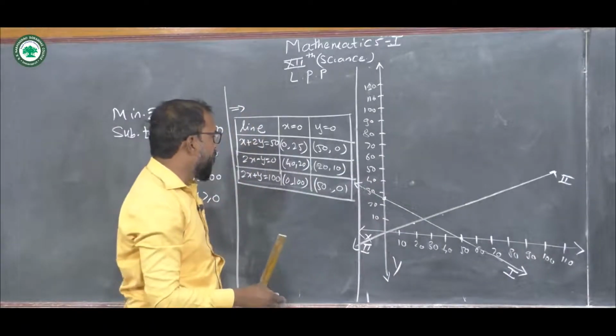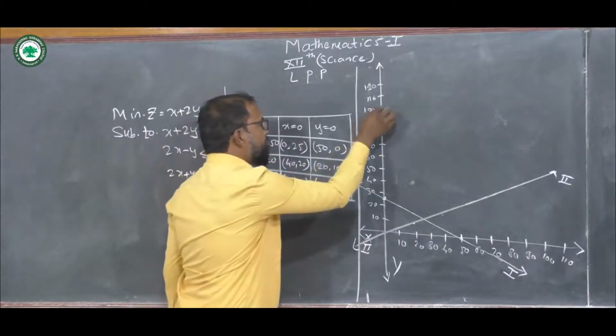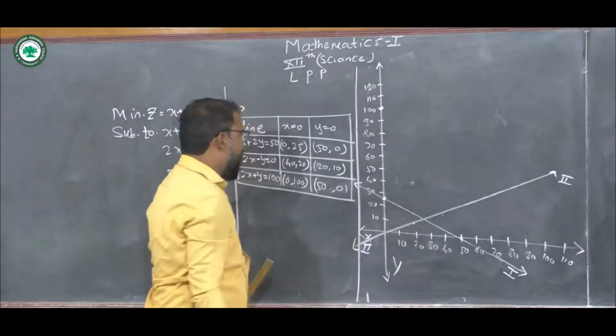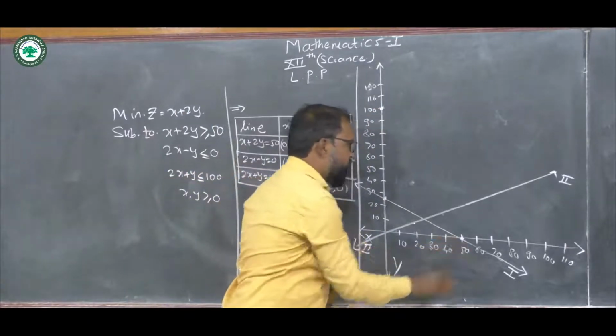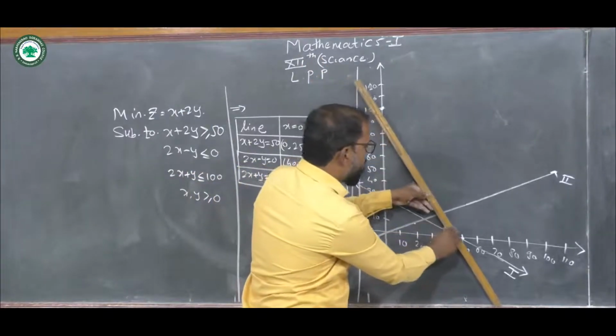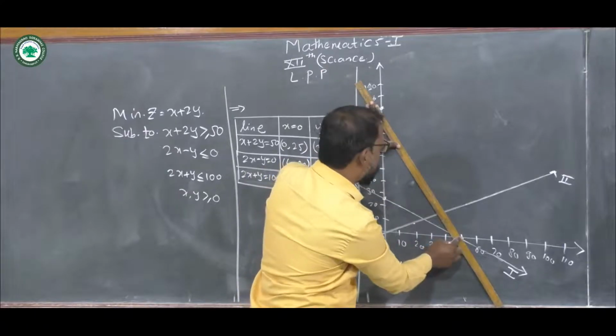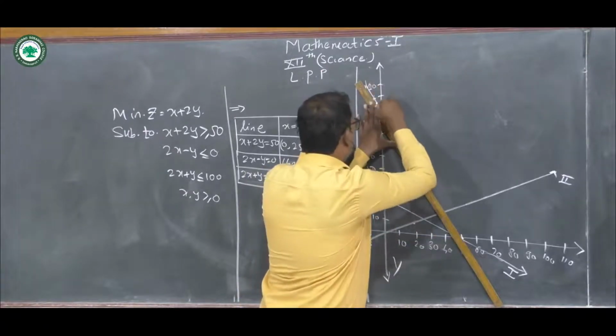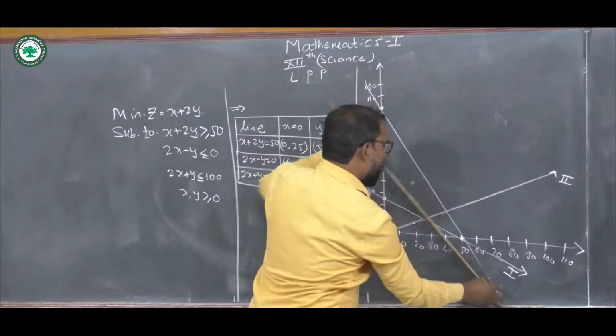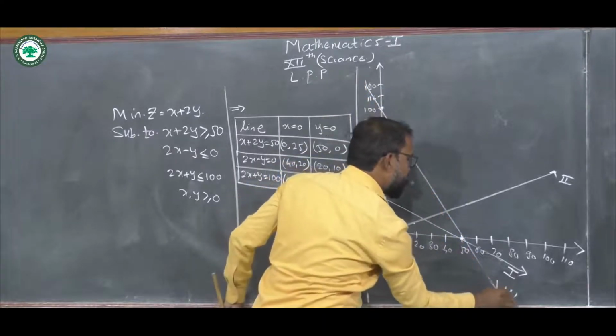And for the third line, the points are (0, 100) and (50, 0). Again joining these two points, we get the third line.